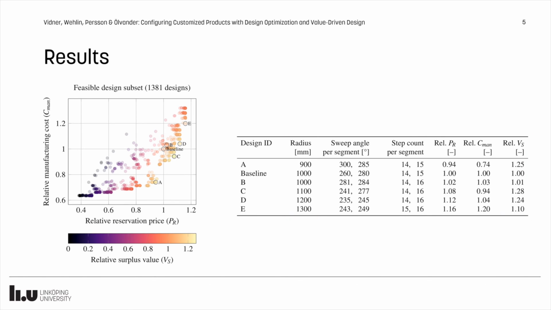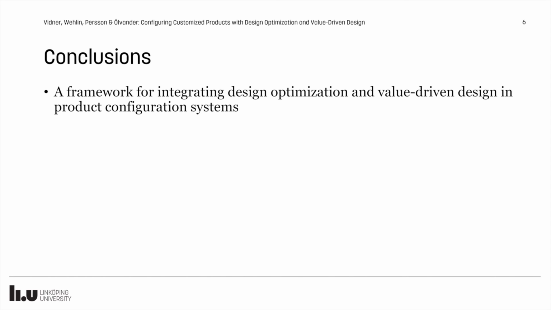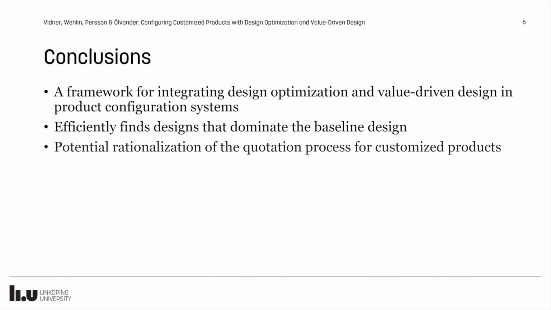To conclude the work, we have presented a framework for integrating design optimization and value-driven design in product configuration systems. In the spiral staircase example presented here, it has been shown to produce designs that resemble and even dominate the baseline design in a fraction of the time needed to do this manually. We believe that this shows great potential to rationalize the quotation process for customized products.